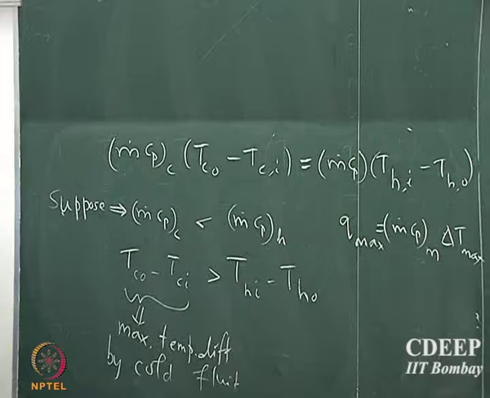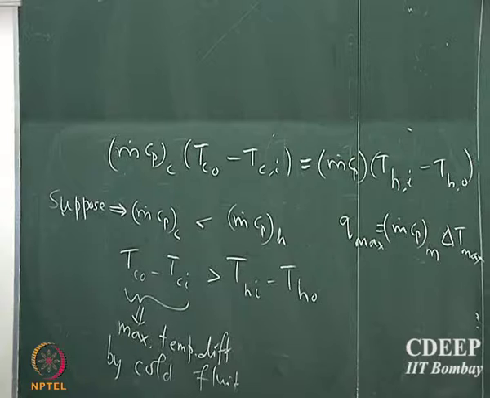By cold fluid for this example. So suppose that the m dot Cp of the cold fluid is lesser than the m dot Cp of the hot fluid. Remember that Cp is the property of the fluid and m dot is the flow rate. So m dot is a controllable parameter because you have a pump which is going to flow the fluid, and Cp is an intrinsic parameter. So you should be able to control which one is maximum, which one is minimum.